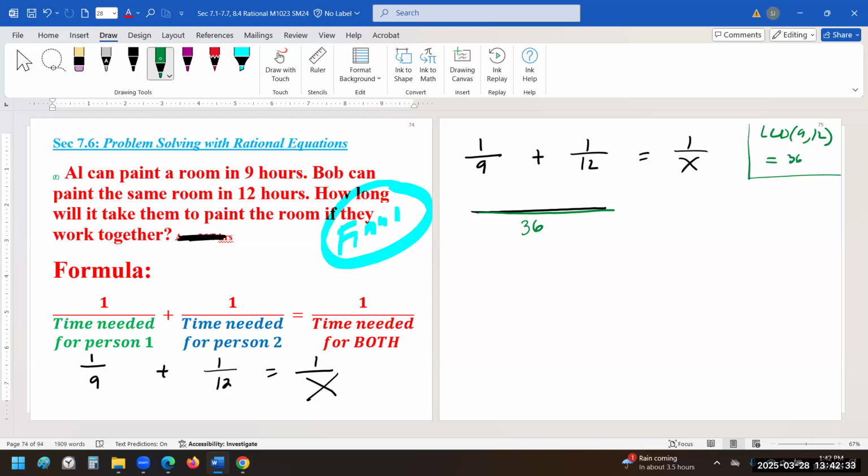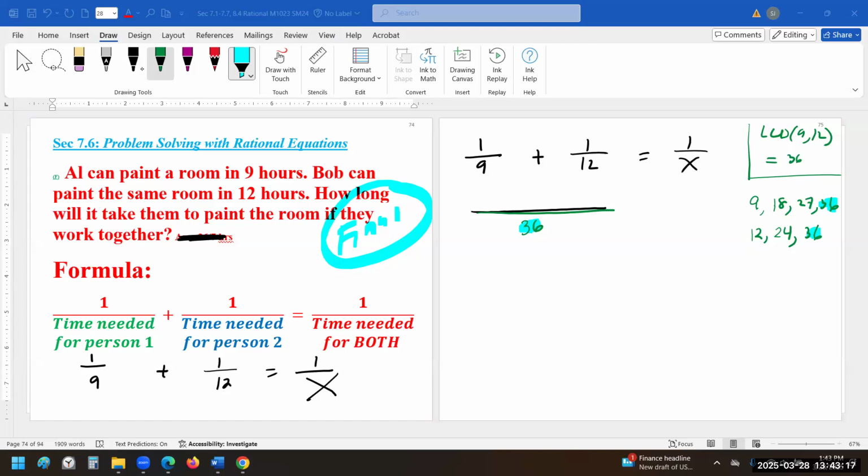You look at the timetable. 9 timetable has 9 times 1, 9, 9 times 2, 18, 9 times 3, 27, 9 times 4, 36. And let's see what 12 has. 12 timetable has 12 times 1, 12, 12 times 2, 24, 12 times 3, 36. Do you already see the same number on both timetables? 36, right? That means our LCD is 36. So if you don't know how to find LCD, write down your timetable, and the smallest number you see in all the timetables is the LCD.